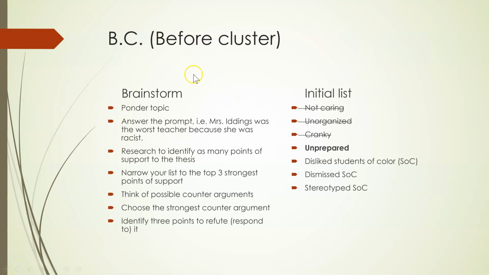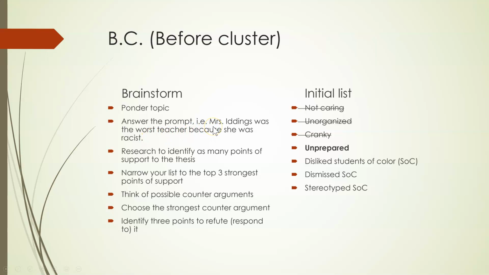So before you cluster, there are some steps that you need to take. Make sure that there is some brainstorming beforehand. And in doing so, you are pondering the topic. You're kind of thinking about it to see how you're going to tackle it, if you will. And of course, given the fact that you will have a question, make sure you answer the prompt.